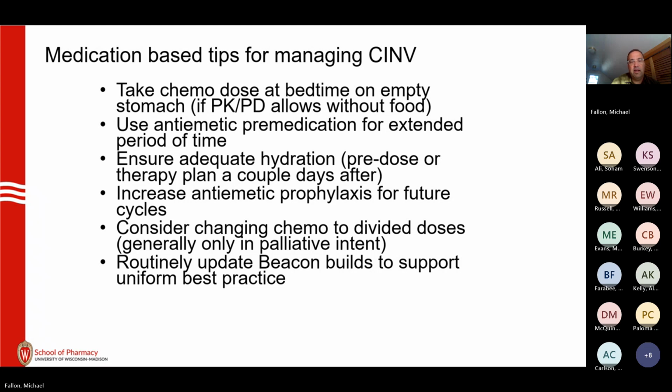Adequate hydration, and some patients, especially with high dose cisplatin for sarcoma, might need a therapy plan like 2 boluses a week for the week after chemo, for instance. And so you can put that into the supportive care plan of Beacon. We might have to increase the antiemetic prophylaxis for future cycles. So if they had a moderate emetic plan, like with just Zofran and steroids, we would add fosaprepitant the next time. If they had the high risk regimen, we could prolong the olanzapine, prolong the steroids.